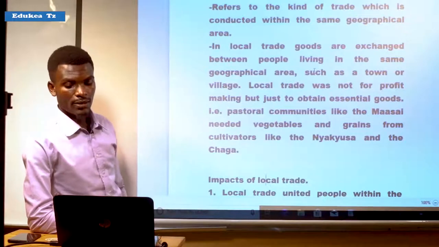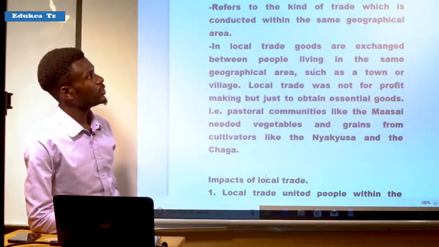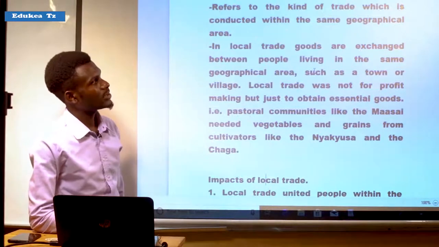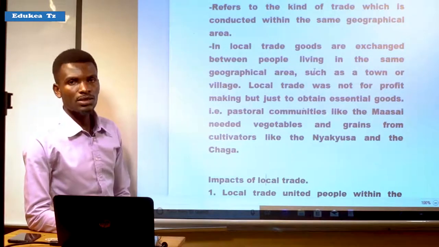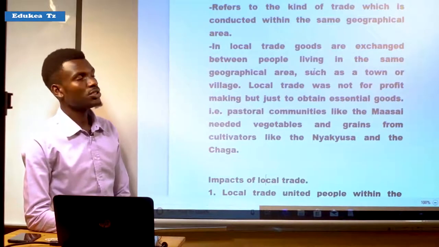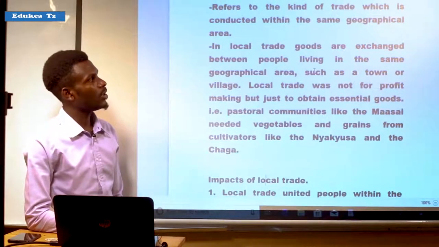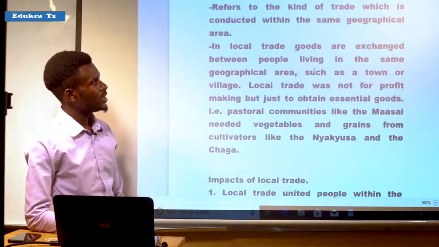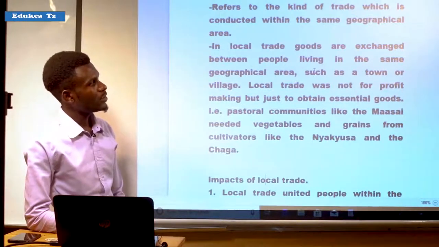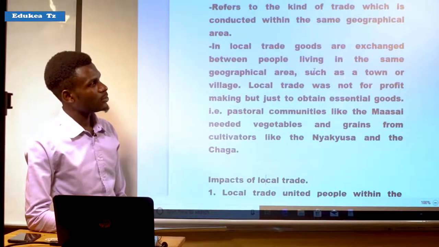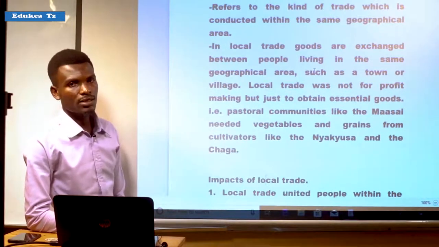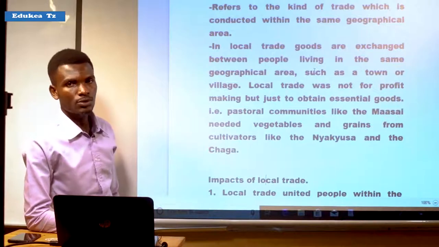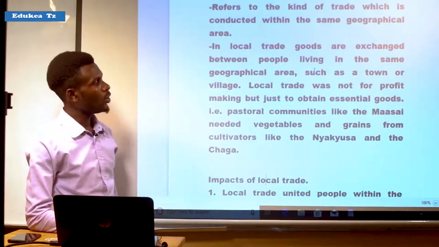So let us see another term, which is local trade. Local trade refers to the kind of trade which is conducted within the same geographical area. In local trade, goods are exchanged between people living in the same geographical area, such as a town or village.